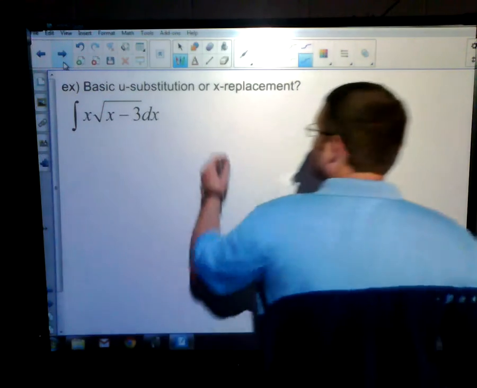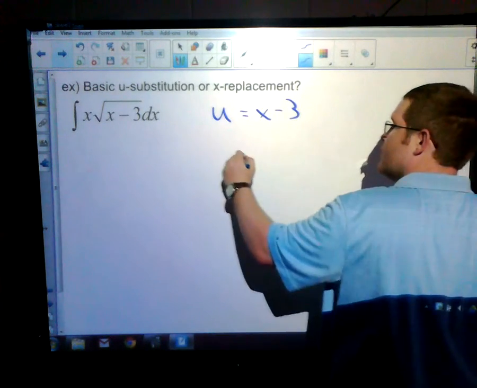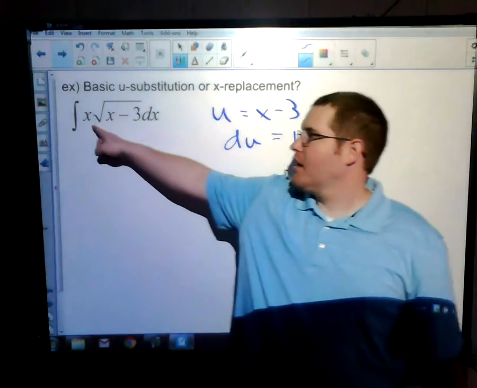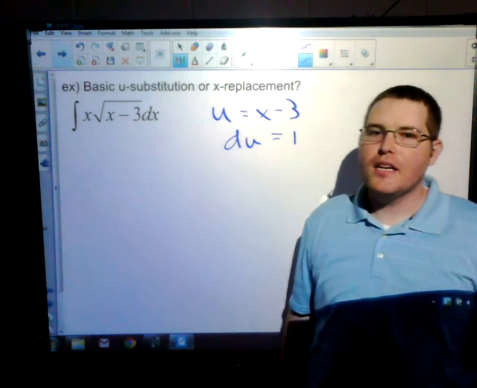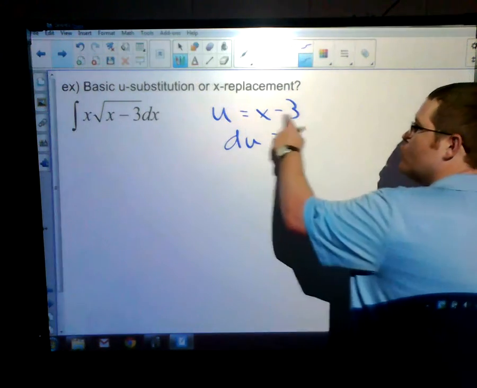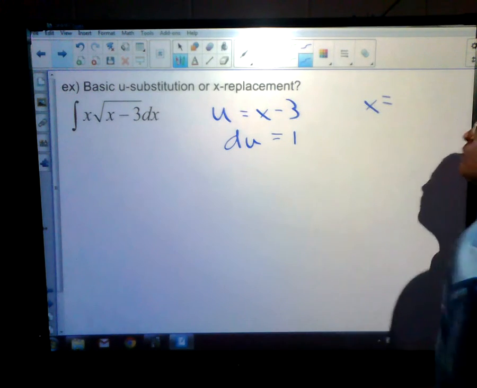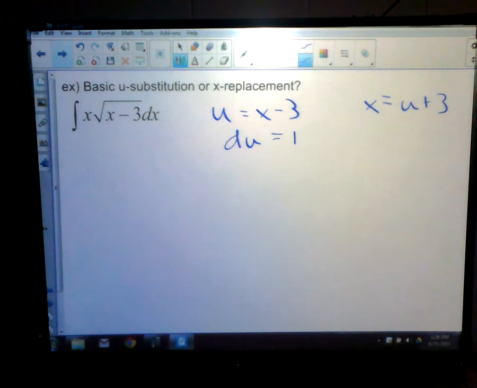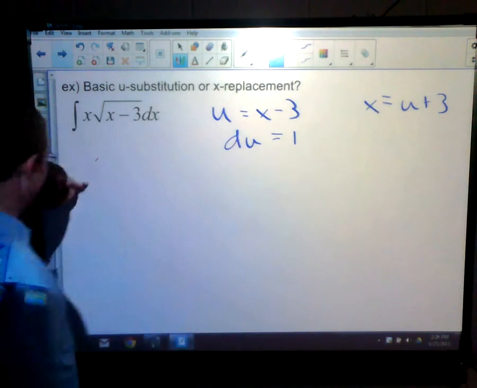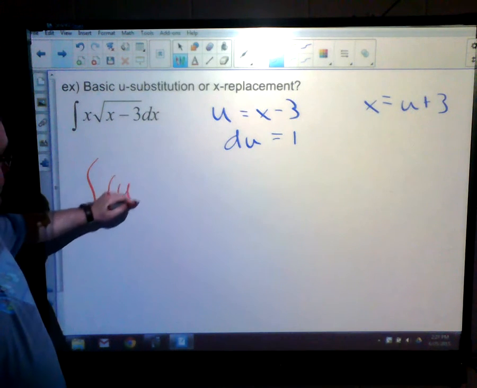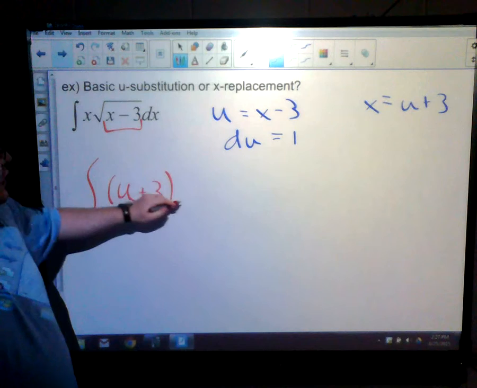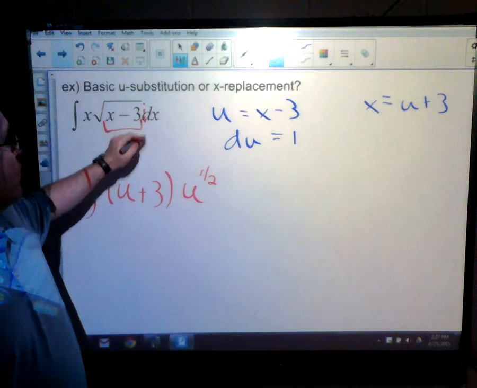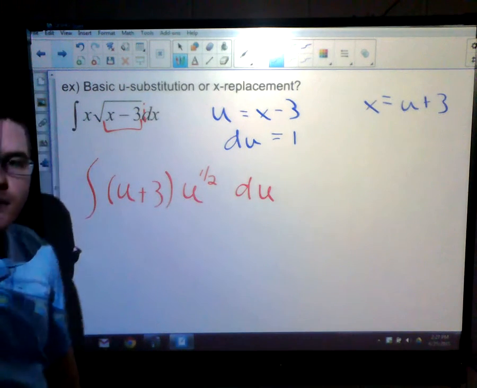Let's contrast that with this problem. What's inside? Well, x minus 3 is inside. Then what's du? Just plain 1. But I have an x here. I can't get rid of the x. That's why we need to do something called X replacement. If u is x minus 3, what's x equal? U plus 3. Now let's go through and rewrite my problem. X is u plus 3. This is u inside a square root, or inside a 1/2 power. There's an imaginary 1 here, which becomes du.